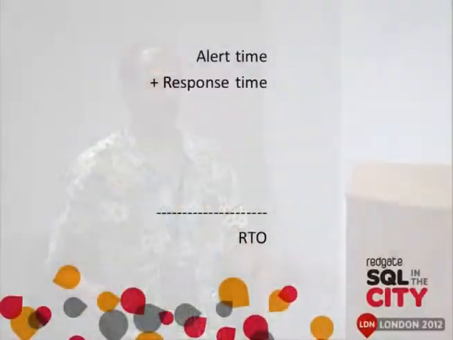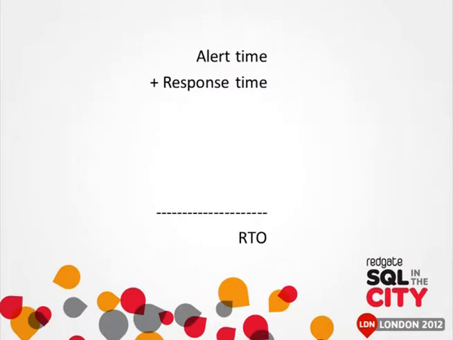Once you know about the alert, you then have to actually get to the system. Right? That's your response time. That could be, you know about it, you log on remotely. It could be that there's a hardware failure. Somebody actually has to physically go find that machine. Okay?